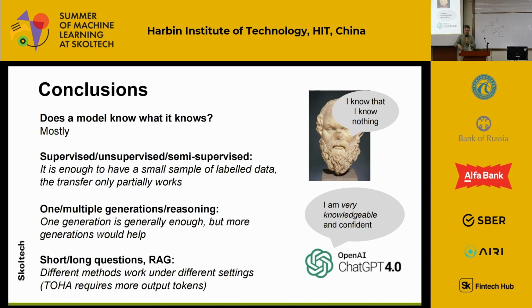Also, there are still many problem statements, and the correct answer to what approach you should select depends on how the problem is formulated. Do we have this RAG setting? Do we have short or long questions? For example, TOHA works well when we have long answers, long responses. But if you have short questions and short responses, it works less reliably, I suppose, because we have a small cloud of points for prompt and for response, and it is not that reliable to estimate the distance. So we are now somewhere in between "I know nothing" by Socrates and a typical GPT LM that says, okay, I'm very knowledgeable and very confident about a wrong answer.